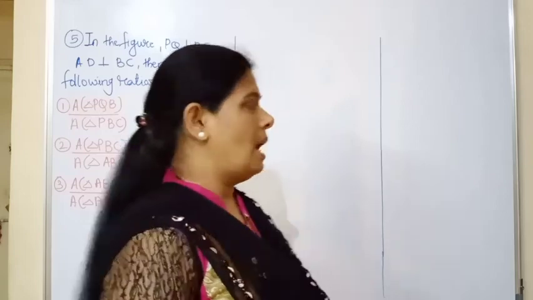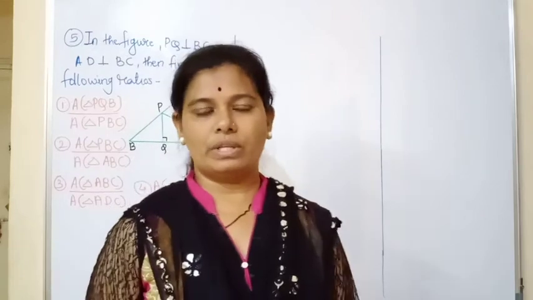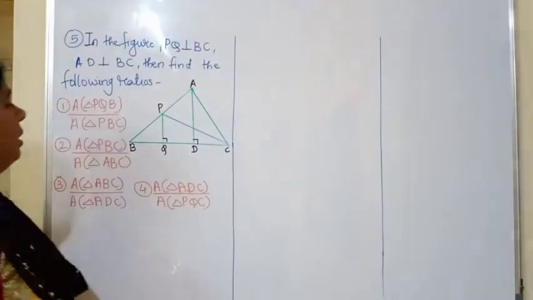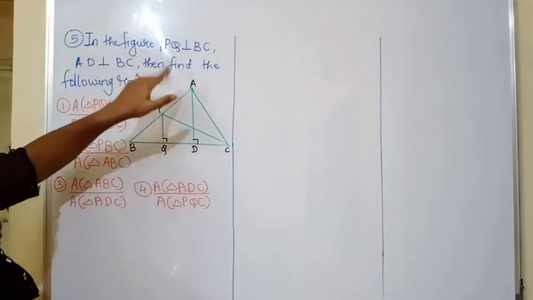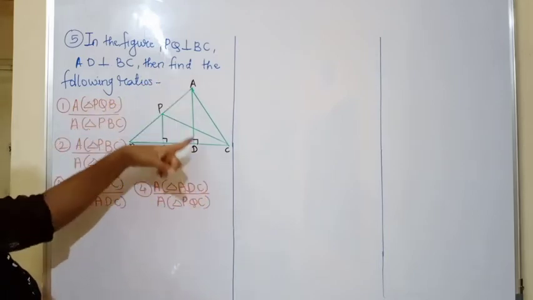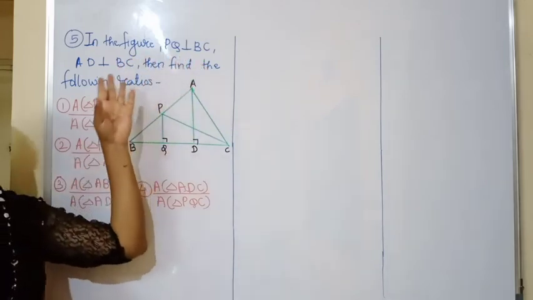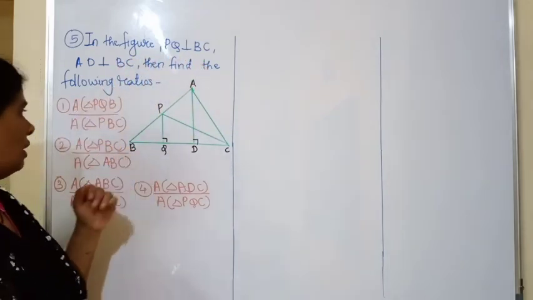We'll start the last example, the fifth one. We have finished the 4 examples. Last one now. You can see in the diagram or in the figure, PQ is perpendicular on BC. Also, AD is perpendicular on BC. And then we have to find the following ratios which are given below.